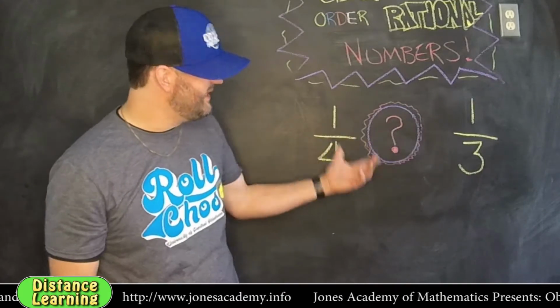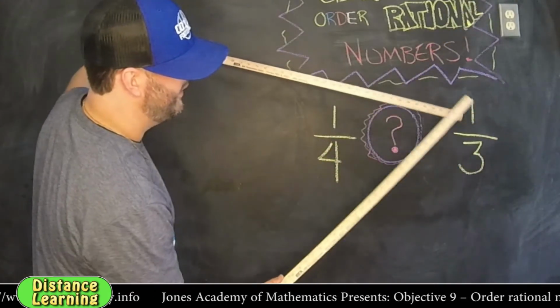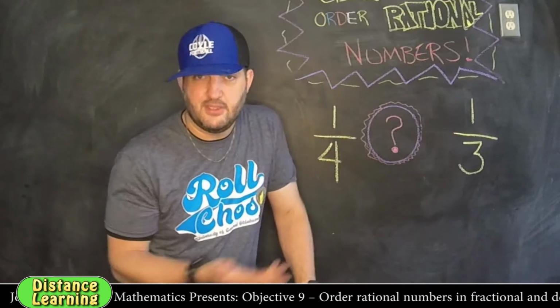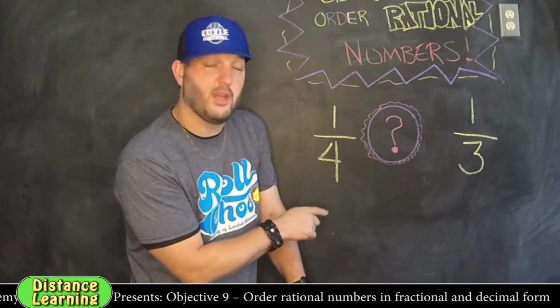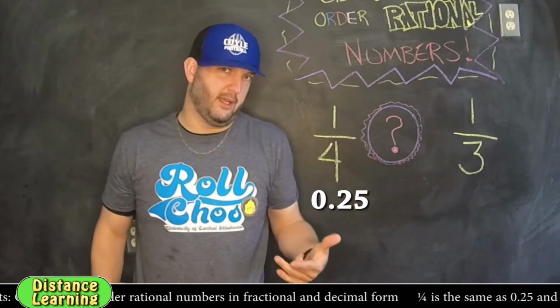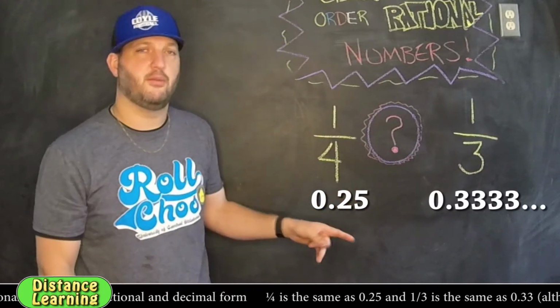Now when I have them like this, I got that circle in the middle. Is 1/4 less than 1/3? Or is 1/4 greater than 1/3? Now remember, these guys can be turned into decimals. So 1/4, hopefully you know that's 0.25. And 1/3, hopefully you know that's 0.33, or 0.3333333, but we'll just shorten it to say 0.33.